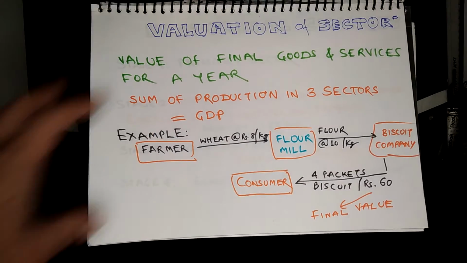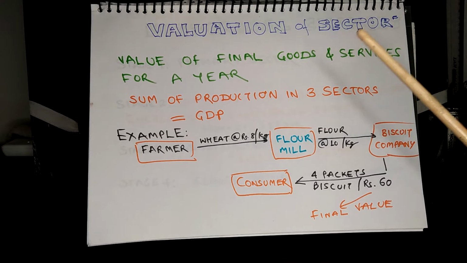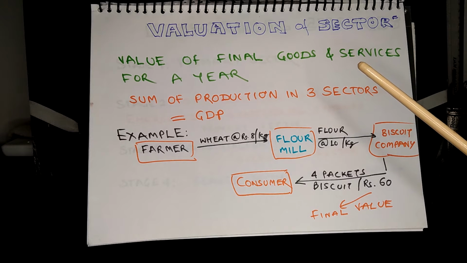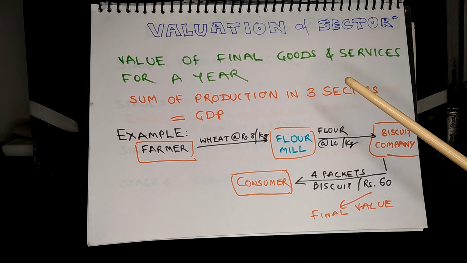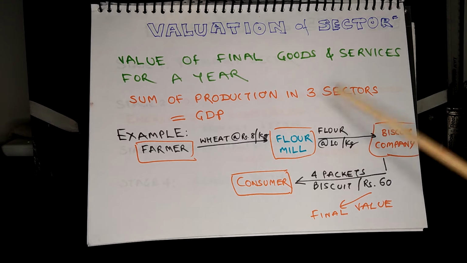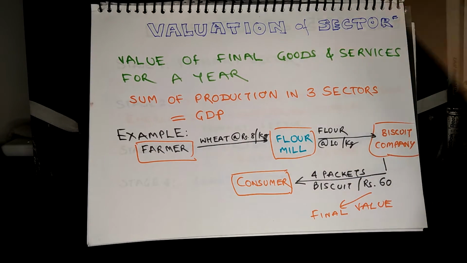Now, how do we arrive at the value of a particular sector? For valuation of sector, value of final goods and services for a year is calculated, and when we take the sum of production in all the three sectors, then the total is called the GDP, that is gross domestic product. To understand the valuation of final goods or services, let us take this example.